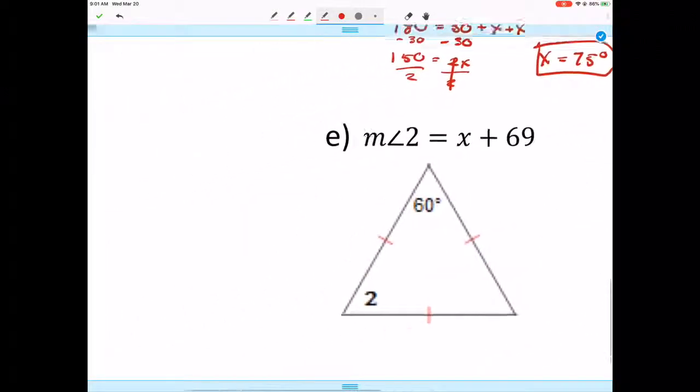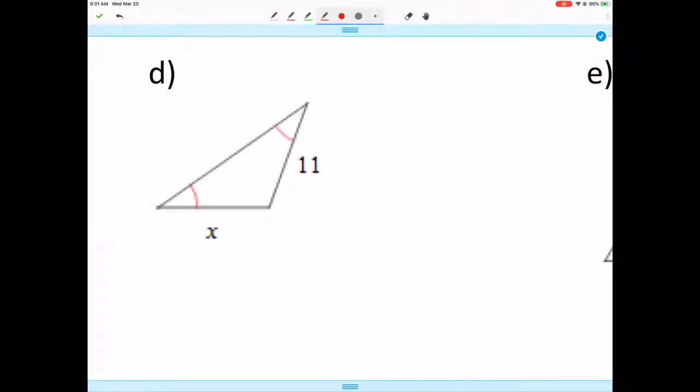Just a few more. What type of triangle is this? It's also an isosceles. So these would be the two sides that have to be congruent, so x must be 11.